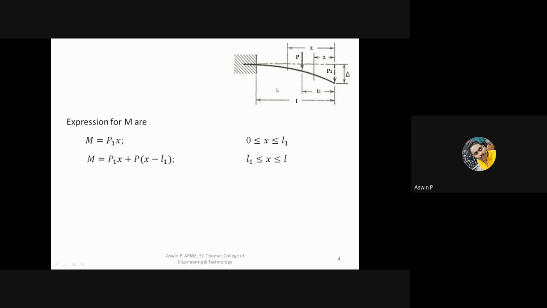And when we are taking x beyond the point L1, that is, we are taking somewhere here, the distance from the free end to this point is x. In such a case, the moment will be P1 into x plus P into x minus L1. But here both are in clockwise direction. So this equation will become minus P1x minus P into x minus L1.